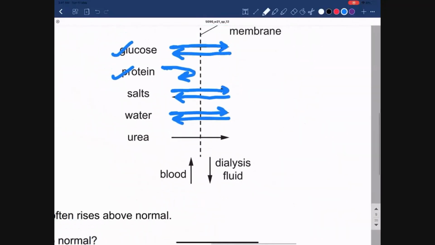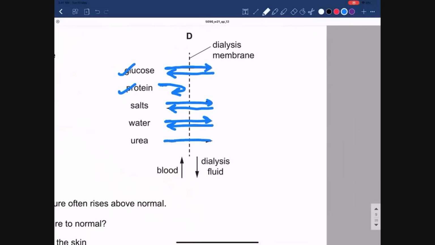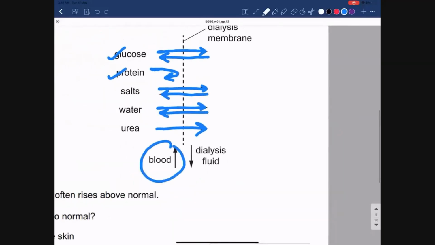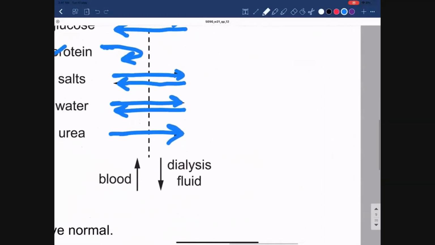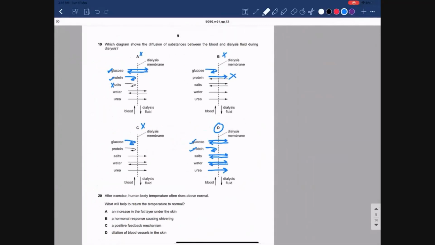dialysis fluid. Always remember that urea moves from the blood to the dialysis fluid because in dialysis fluid there is no urea. And in blood, there is very high concentration of urea. So urea flows from the blood to the dialysis fluid only. So the answer is D. D is the correct representation of the substances crossing the dialysis membrane during the dialysis.